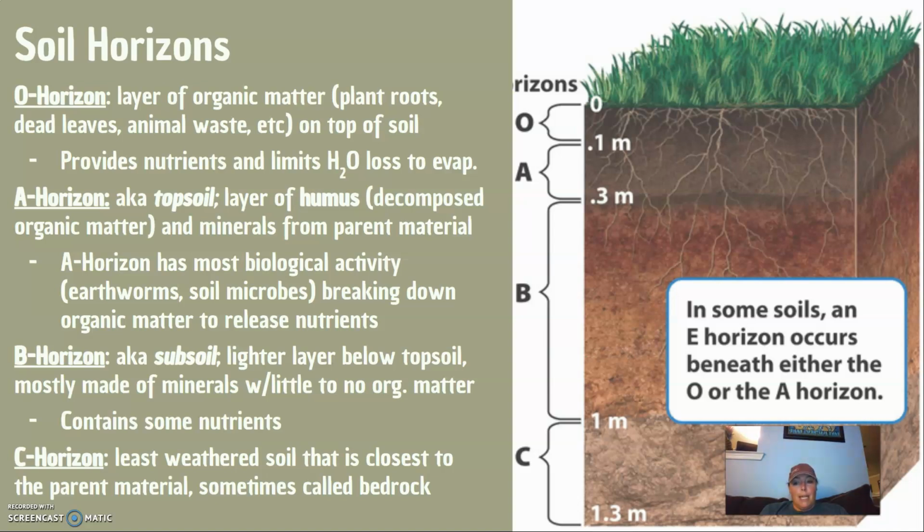And the C horizon is the least weathered soil. That's the closest to the parent material. Sometimes we call it bedrock as well. And then below that, which isn't on this diagram, is actually like solid rock, that's the R. That's the parent material that hasn't been broken down at all.